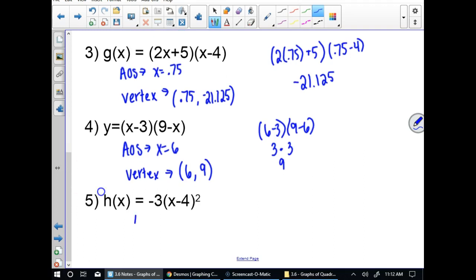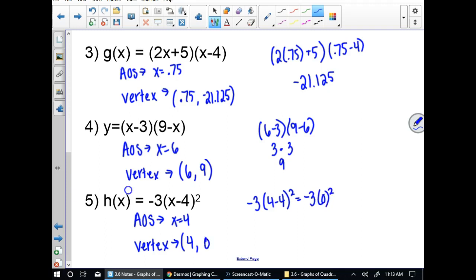And then for our last one, our axis of symmetry was x equals 4. And so our vertex is going to be at 4. And if we plug in 4, we're going to get negative 3 times 0 squared. That's just going to give us a 0 for our y coordinate. So our vertex is our x-intercept, which we already found, so that was also 4, 0. All right, questions?